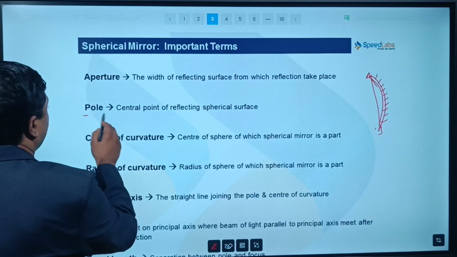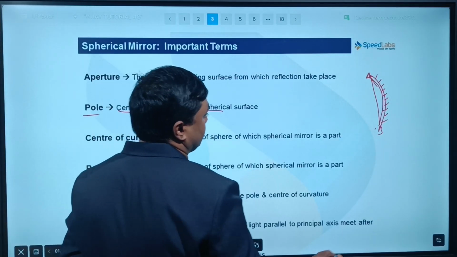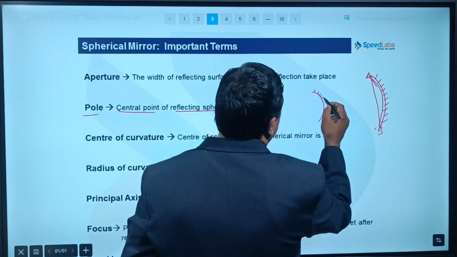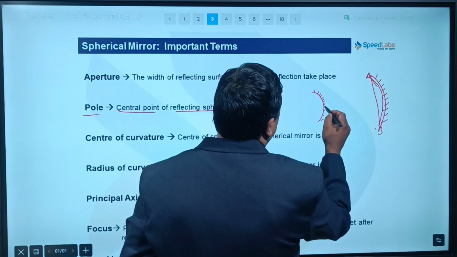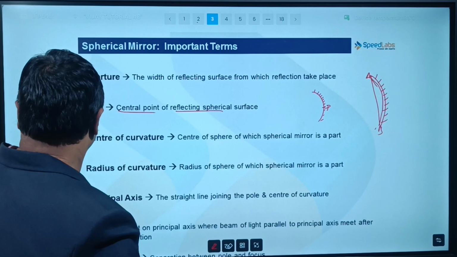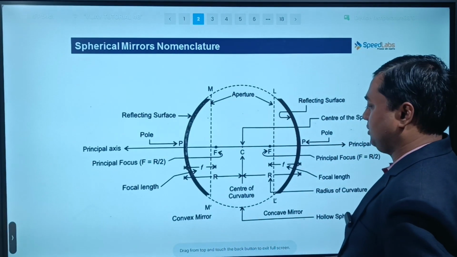Okay, pole: the central point of the reflecting spherical surface is called the pole. So this is the spherical mirror, a concave mirror, and this point is the pole. You can go through this diagram also. This is the pole of the mirror.